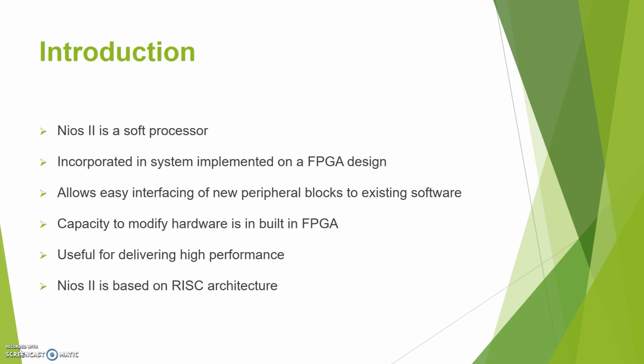Moving to the introduction, Nios 2 is a soft processor. It is incorporated in a system implemented on an FPGA design. Nios 2 allows easy interfacing of new peripheral blocks to the existing software that we already have. This comes in very handy. It has a capacity to modify the hardware which is inbuilt in the FPGA. This feature is useful for delivering high performance in microprocessors. Nios 2 is based on the RISC architecture as compared to the CISC architecture.